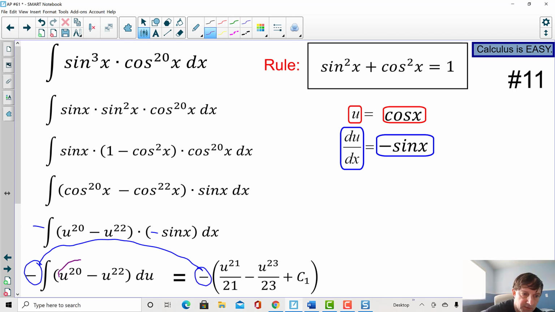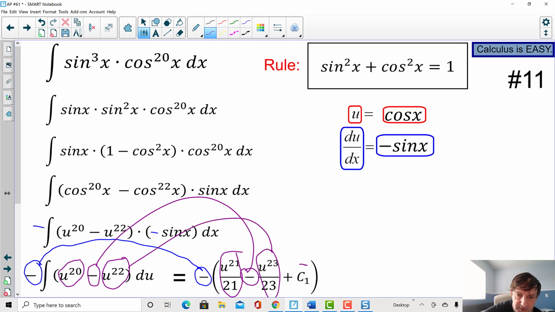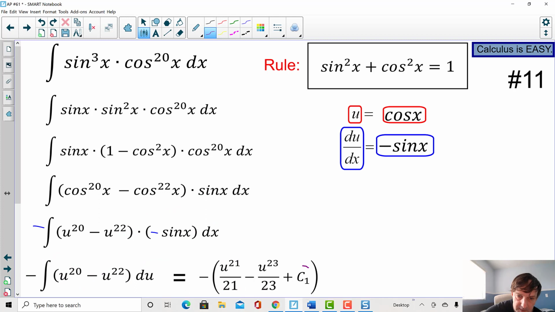Our actual integral is going to be u to the 21 over 21, and then minus u to the 23 over 23, plus a constant. I want you to notice that I'm calling it C1, and that's because I still need to multiply negative 1 times each piece. So I'm going to end up with minus C1, which is just going to be plus C.